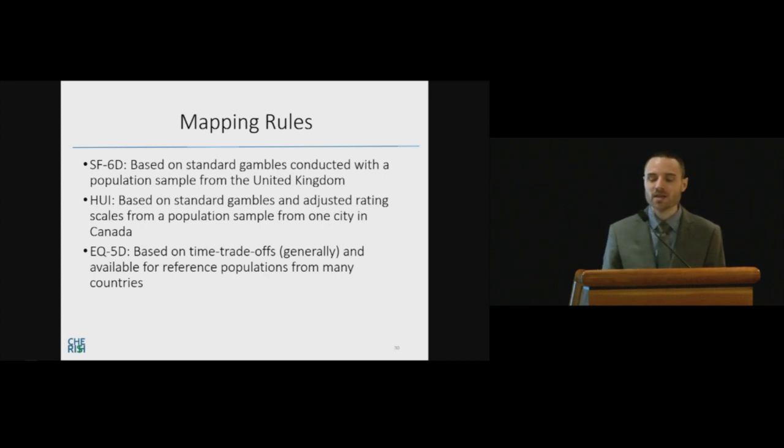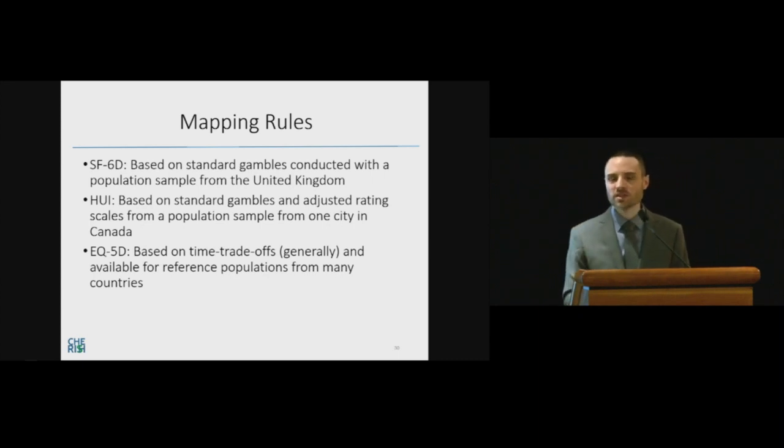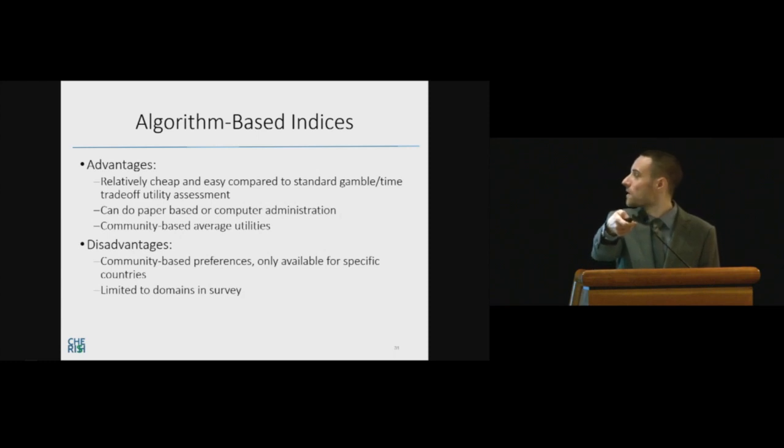The HUI, the Health Utility Index that we looked at, is valued from one city in Canada. For the EQ5D, another reason that it is so widely used is that there are values from many different countries for the EQ5D, including the US. And this obviously can change over time, so eventually you'll see more instruments with, let's say, US values and so on and so forth.